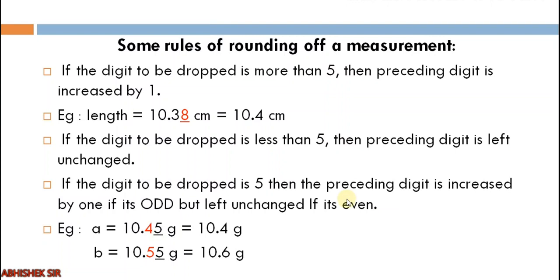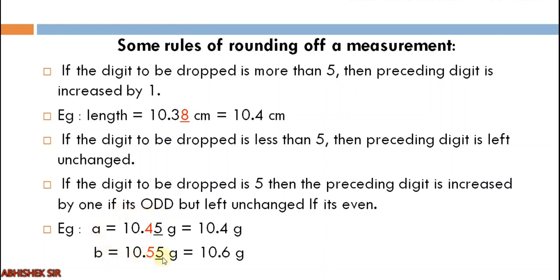Clear? Now the question arises, what if any measurement is having exactly 5? Neither more than 5, nor less than 5. So what to do in that case? In that case we have to see the preceding digit, whether it is odd or even. Now see, the rule is, if the digit to be dropped is 5, the last digit you see in both the examples, then the preceding digit is increased by 1 if it is odd.